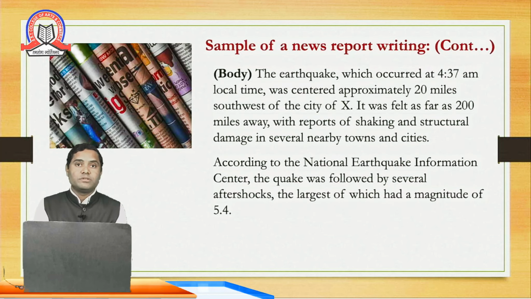This is the body of the news report. The earthquake, which occurred at 4:37 am local time, was centered approximately 20 miles southwest of the city of X. It was felt as far as 200 miles away, with reports of shaking and structural damage in several nearby towns and cities. According to the National Earthquake Information Center, the quake was followed by several aftershocks, the largest of which had a magnitude of 5.4.